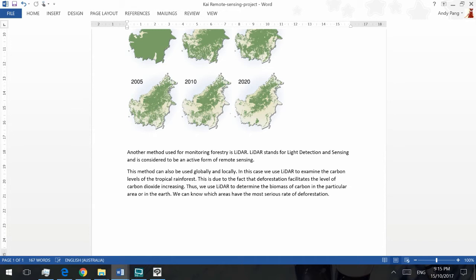This is due to the fact that deforestation facilitates the level of carbon dioxide increasing. Thus, we use LiDAR to determine the biomass of carbon in the particular area or in the earth. We can know which areas have the most serious rate of deforestation.